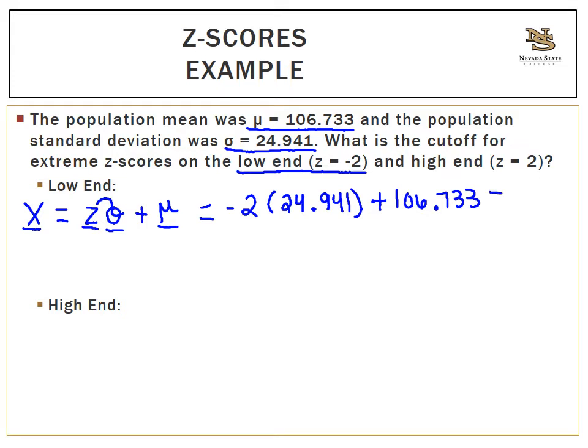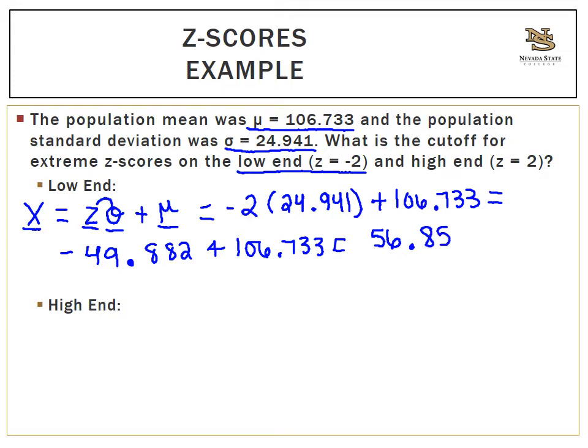So when we work through this math, we solve for our multiplication first, and -2 times 24.941 is -49.882, plus our mean of 106.733. And we end up with an x value of 56.851.